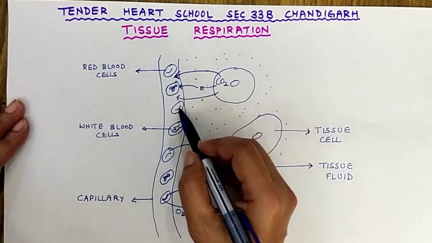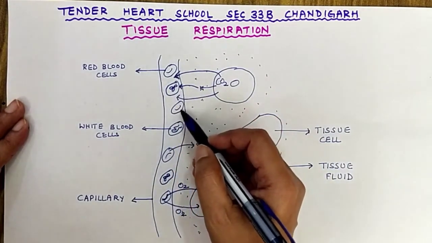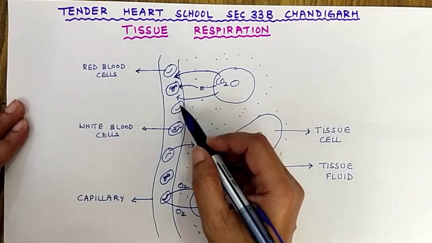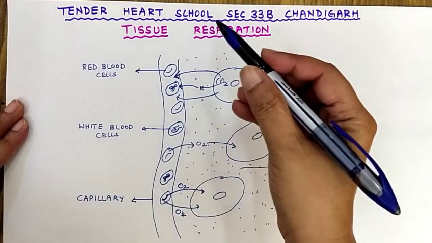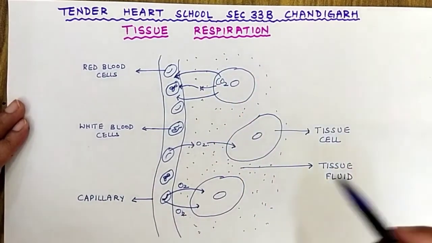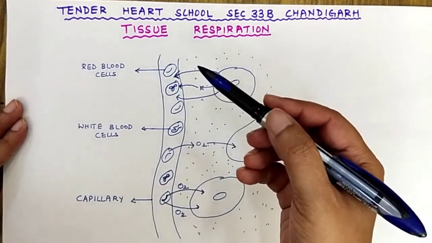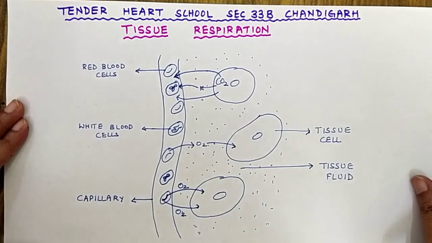And now this carbon dioxide again first enters into the tissue fluid and then enters into the red blood cells, right? Red blood cells again form carbaminohemoglobin, and carbaminohemoglobin is again transported through the capillaries, and then through other blood vessels it reaches the lungs, and through the nose it is taken out of the body. So this is the process of tissue respiration. Thank you, children.